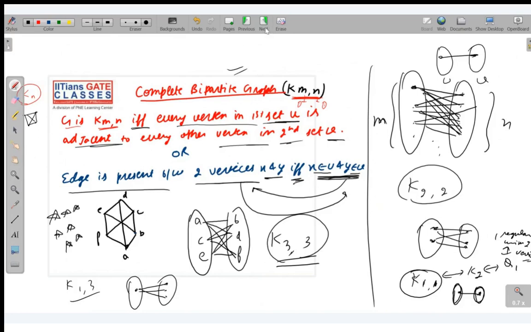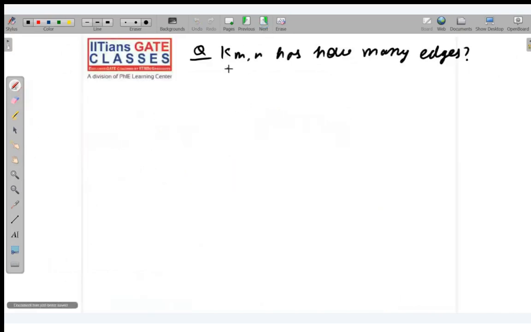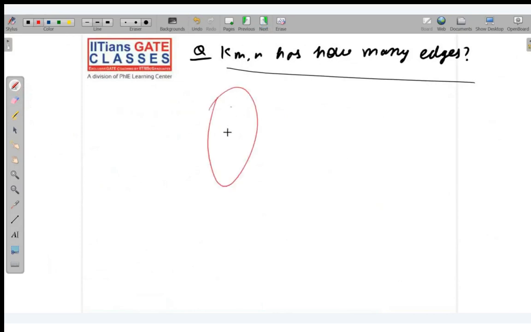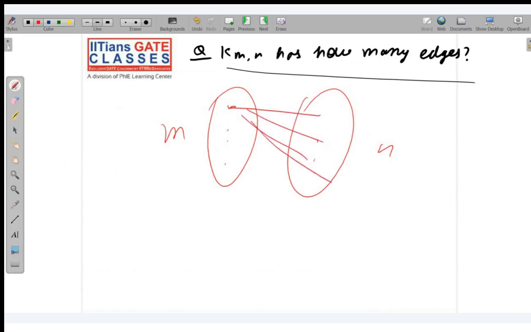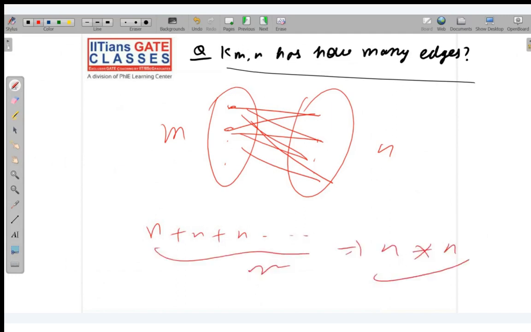Okay. So Kmn is having how many edges? Very easy. How many edges will be there? So say this: here m and here n. Each of these is connected to all the n. This again is connected to all the n. So n plus n plus n, how many times? m times. So it will be n into m.